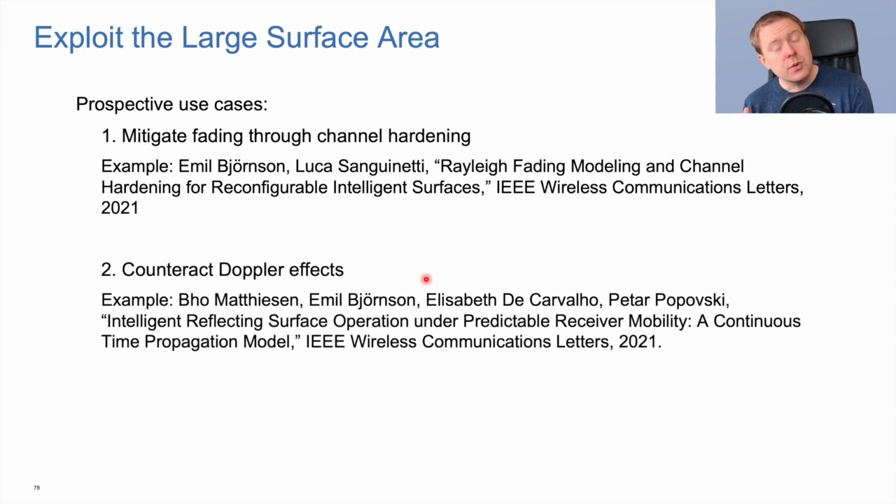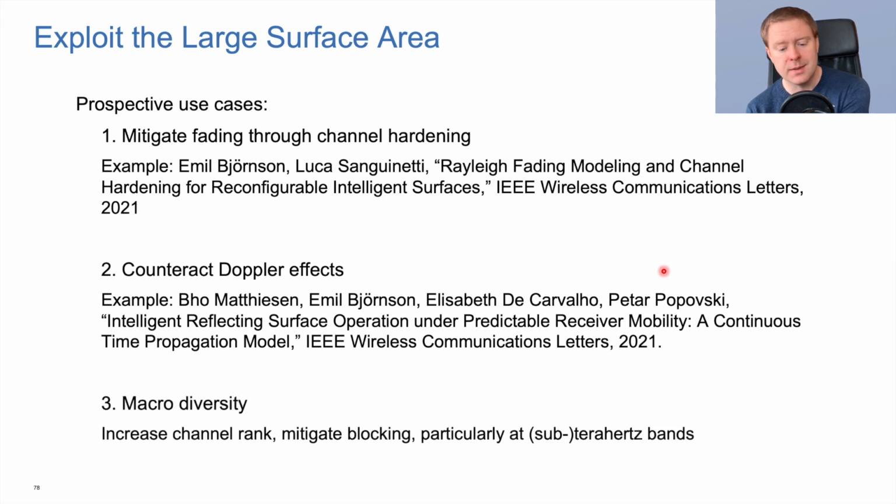One can use it to counteract Doppler effects. So if you have a transmitter or receiver that is moving and you have an RIS that is at a fixed location, but we know how the transmitter or the receiver is moving, we can shift the behavior of the surface in such a way that we are cancelling out the Doppler effect. And this is described in this paper. Also a cool kind of phenomenon that cannot be utilized with conventional surfaces.